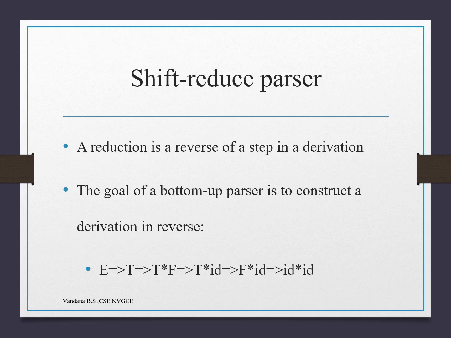By definition, just recall the definition: in a derivation, a non-terminal in a sentential form is replaced by the body of one of its productions. Therefore, the goal of bottom-up parsing is to construct a derivation in reverse. So this is something like the rightmost derivation in reverse. Clear?